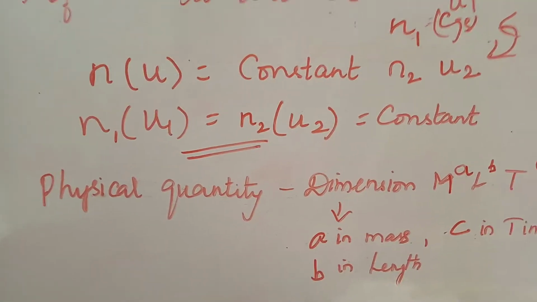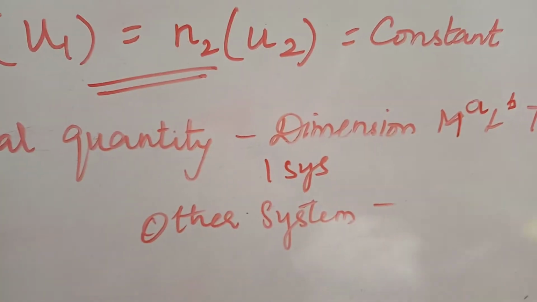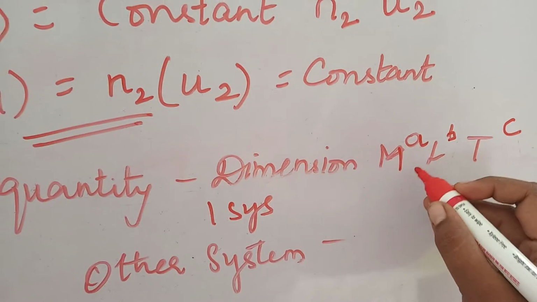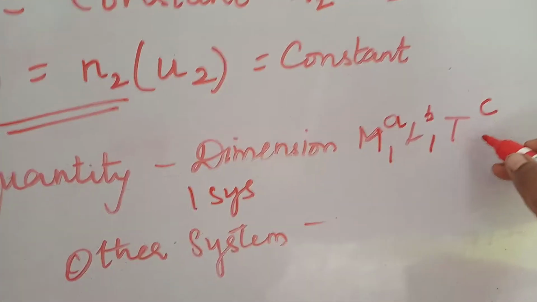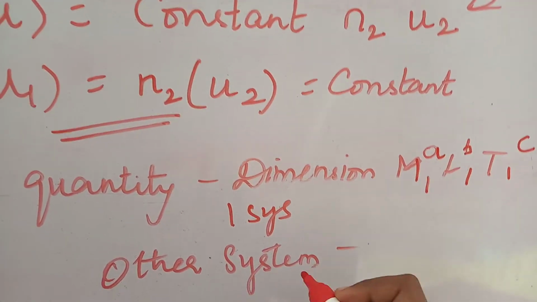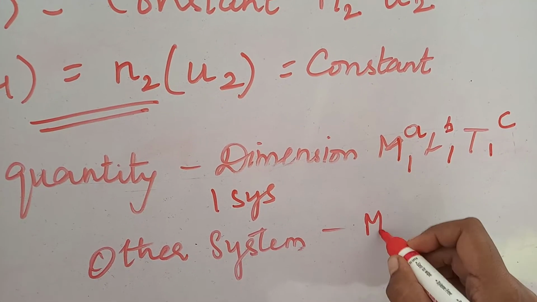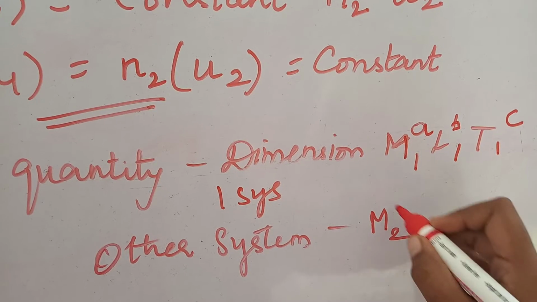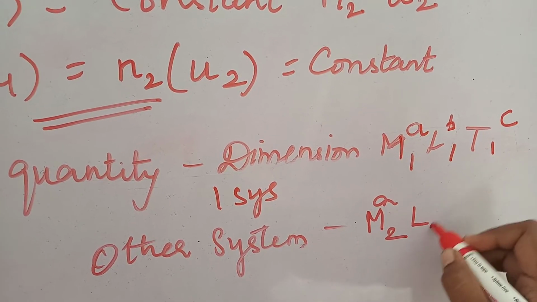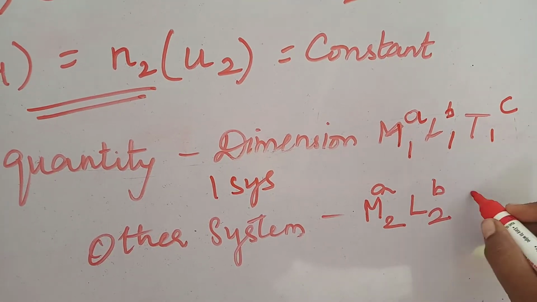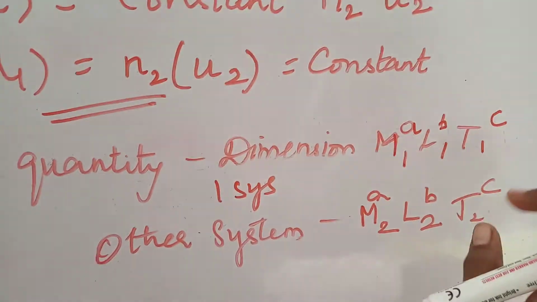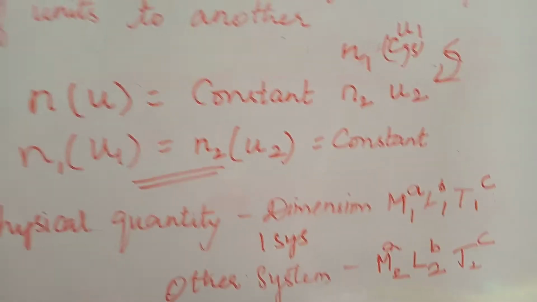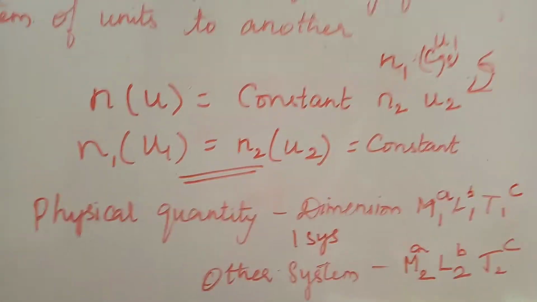Let me consider it for one unit. For the first system, it is mass M1 power a, L1 power b, T1 power c. For the other system, it is mass M2 power a, length L2 power b, time T2 power c. So this is for one system and this is for the other system. This is what we are considering.